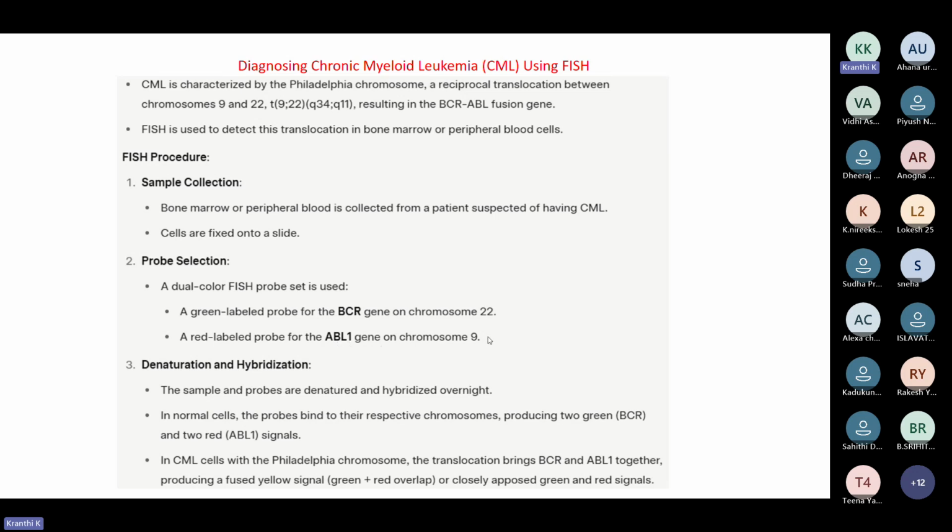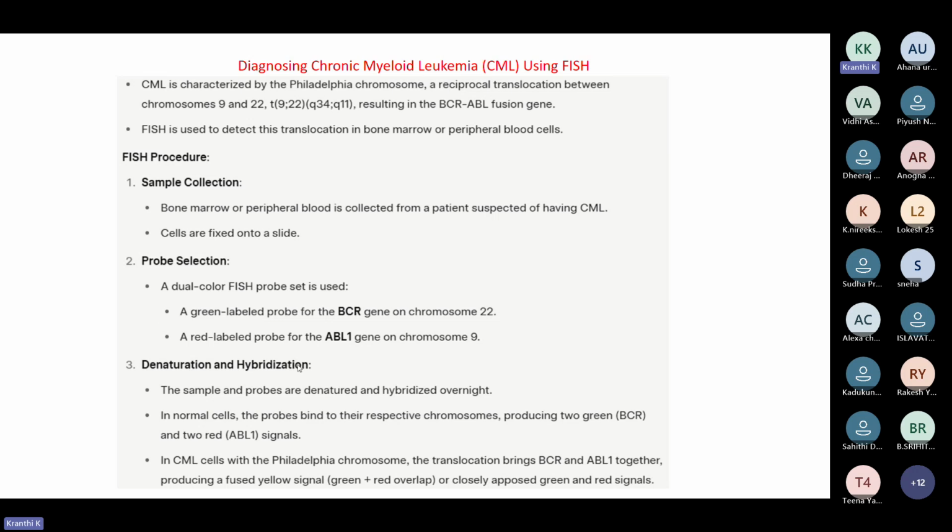Now you have to check whether the BCR gene is really on chromosome 22 and the ABL gene on chromosome 9, or they are translocated. Translocated means these two are combined, a fusion. So you have to find out whether these exist independently, or there is any fusion between them. We know the BCR gene sequence, so we take a probe that will bind only to this BCR gene, and we add a green color to that probe.